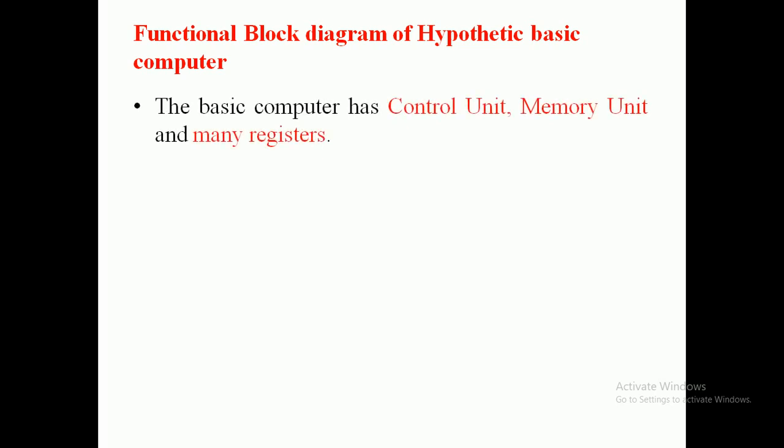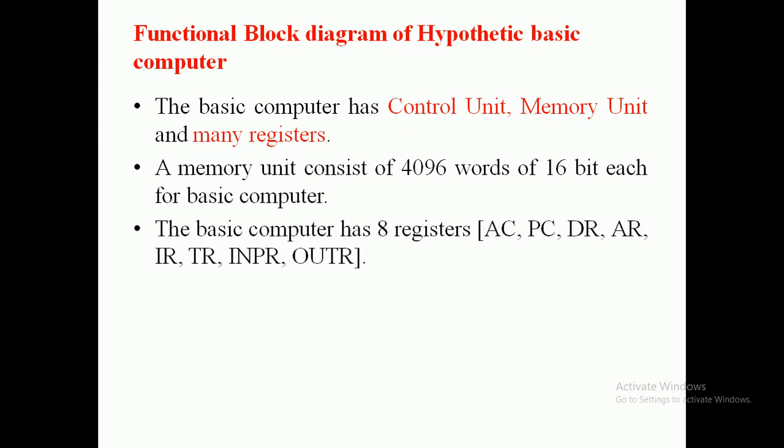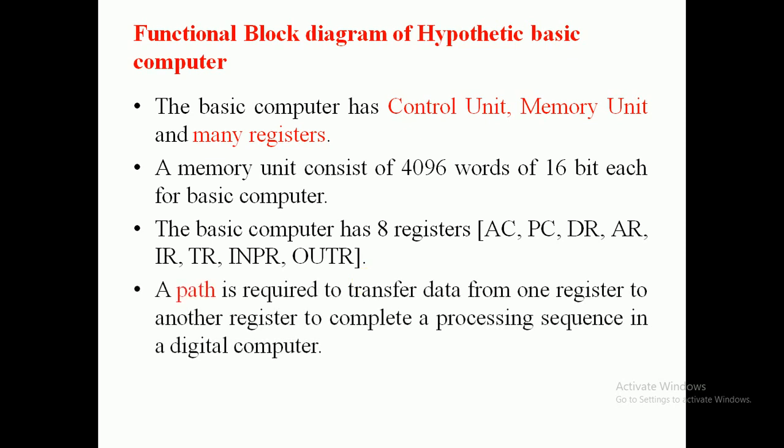This is the classification of the hypothetical basic computer. The basic computer has 3 main units: first is the control unit, then the memory unit, and many registers. The memory unit consists of 4096 words of 16 bits each for the basic computer, and it has 8 registers: accumulator, program counter, data register, address register, instruction register, temporary register, input register, and output register. It also uses a bus, also known as a path, to transfer data from one register to another register to complete a processing sequence in a digital computer.